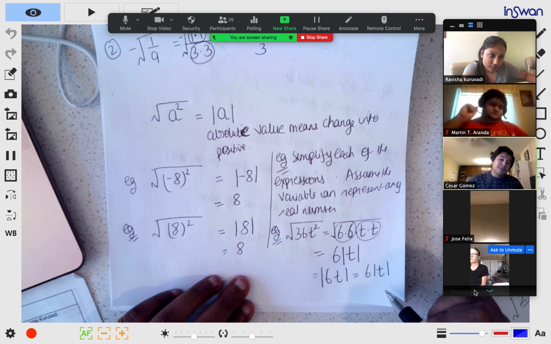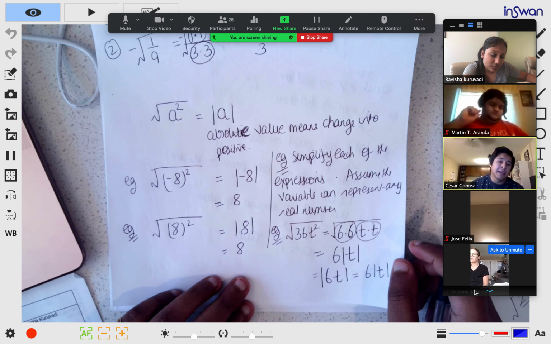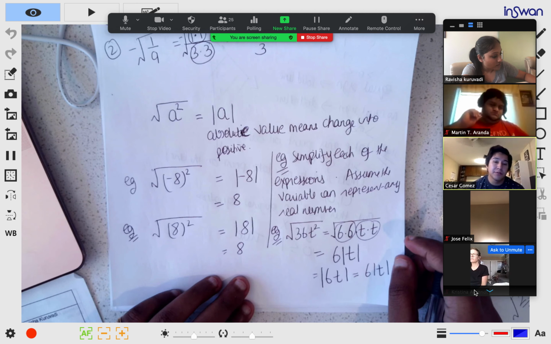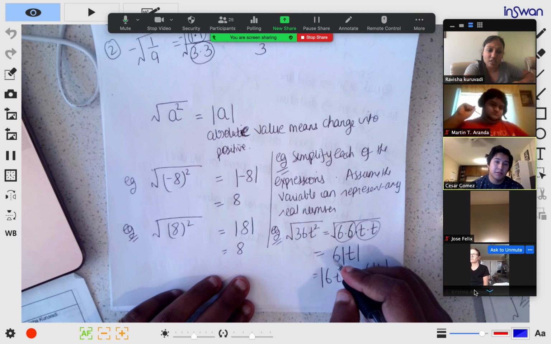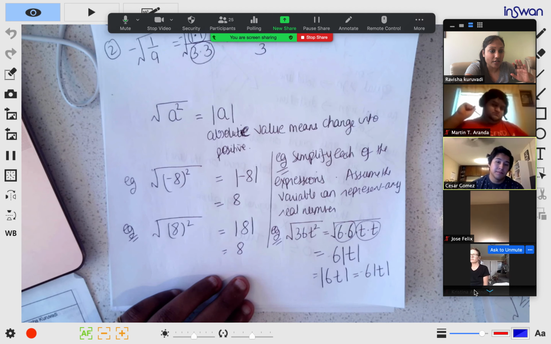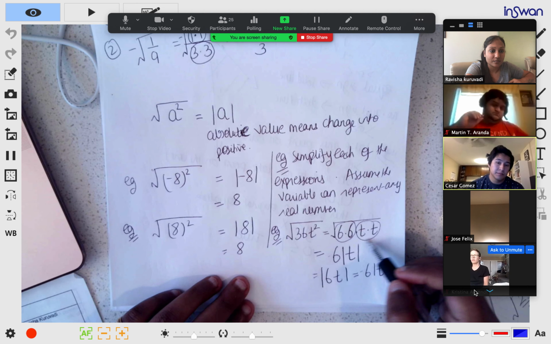I have a question. Yes, Lisa. What if the negative is outside of the square root? So it remains there. Let it stay there. It's just outside. That's not a problem. But this whole thing, whatever is inside, will be positive.